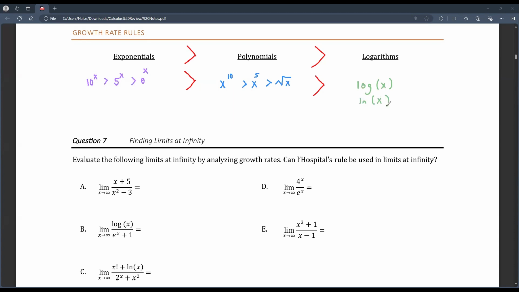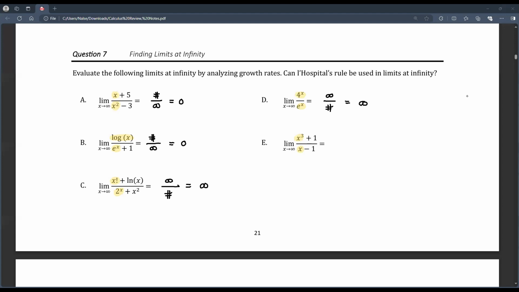We can use growth rates to help us answer all parts of question 7. Pause the video, and let's see if you can correctly find each limit based solely on growth rates. Here are the solutions. Did you identify the highest growth terms to correctly find each limit? If so, you correctly applied your knowledge of growth rates.